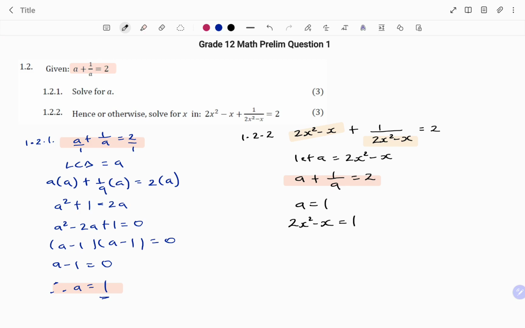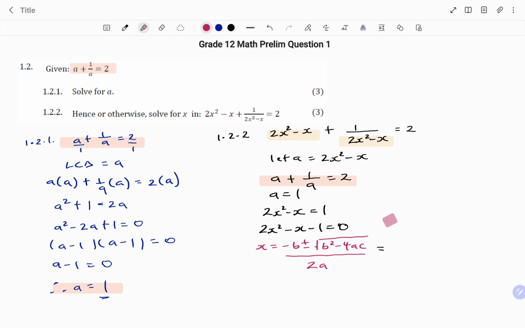If I bring my 1 to the left-hand side, I have 2x squared, or I start with minus x. I'm going to put my constant at the end. I have minus 1. I'm going to correct that. 2x squared minus x minus 1 equals to 0. If I use my quadratic formula to solve that, I have my a to be equal to 2. I have my b equals to minus 1, and I have my c equals to minus 1.